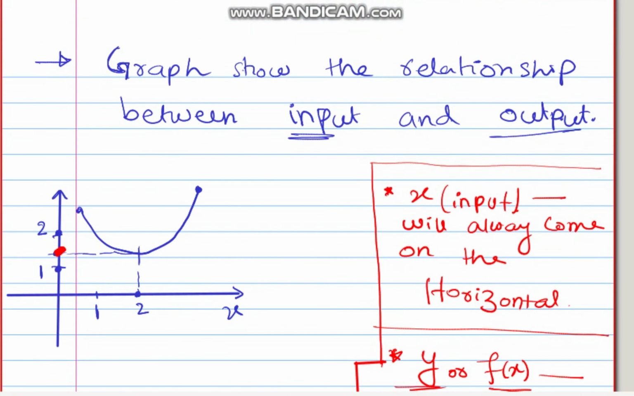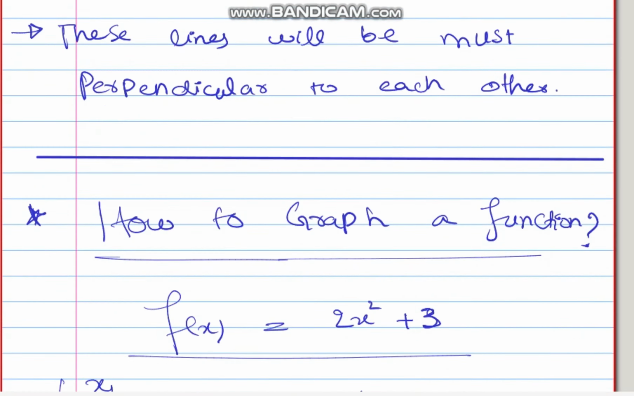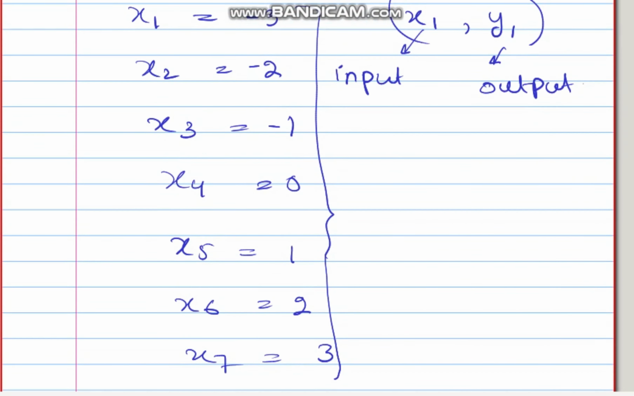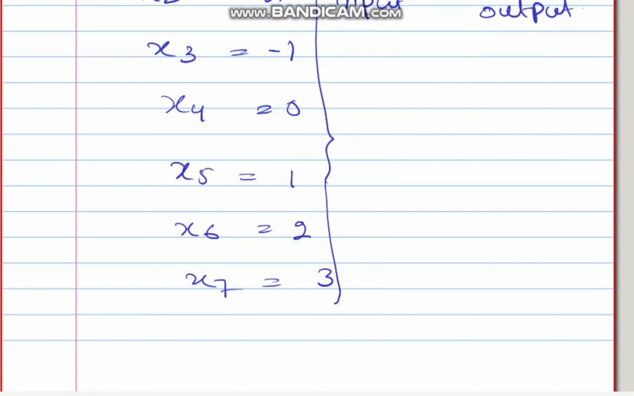For example, this is a point: 2 comma 1.5. This is a point because 2 is the input and 1.5 was the output. Now we take these 7 points, and we have to calculate y1, y2, y3, y4, y5, y6, y7.